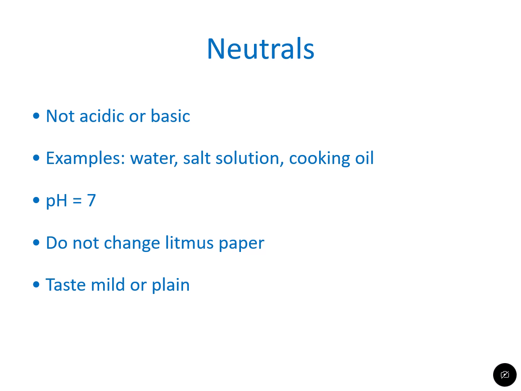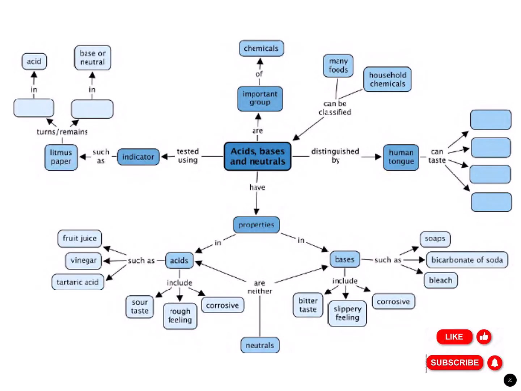Neutrals are not acidic or basic. Examples are water, salt solution, and cooking oil. Its pH is 7. It does not change litmus paper, and the taste is mild or plain.